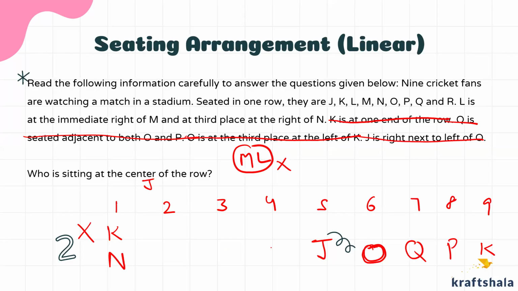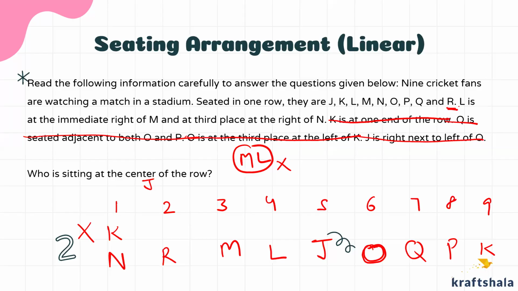So 1, 2, 3. So L must be here. Now ML. So M must be here. Now the only J is done, K is done, L, M, N, O, P, Q, R. The only person remaining is R. The only position remaining is second.